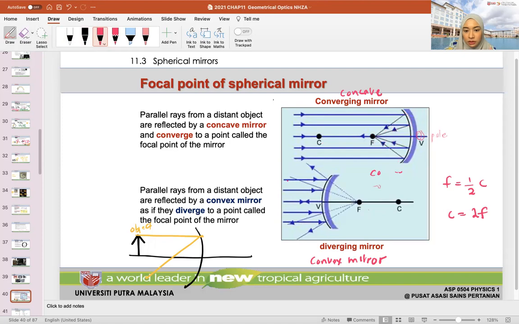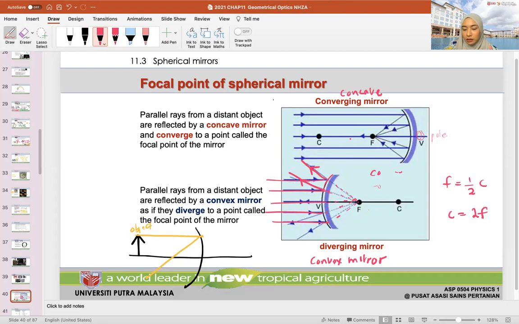So convex mirror, the rays come from infinity because the object is at infinity, and it also has to reflect. And as you can see, the shape allows it to reflect divergingly. It doesn't converge. But it actually converges behind the mirror. So for a convex mirror, the focal point is behind the mirror.